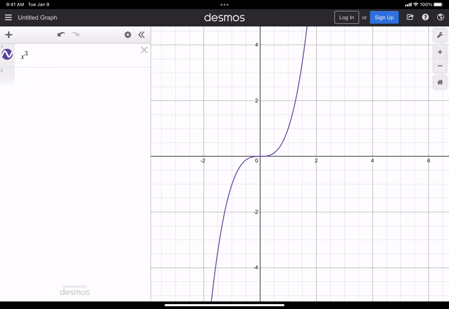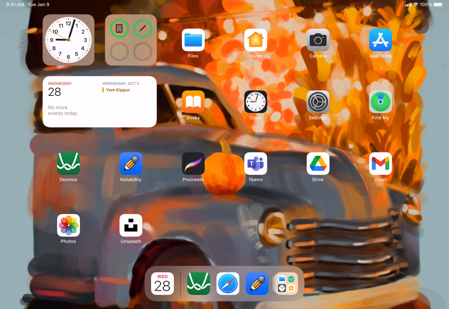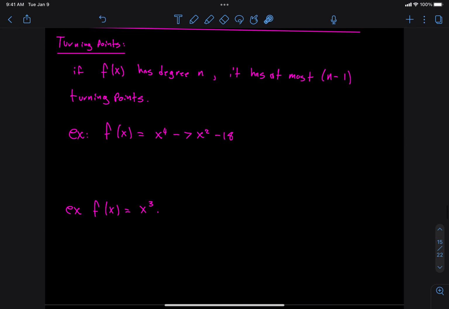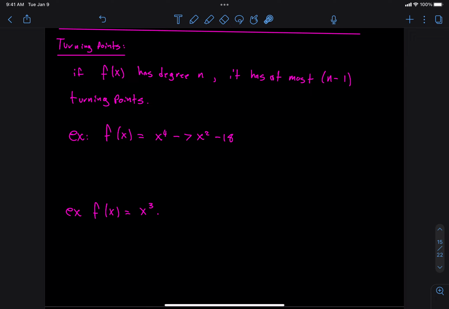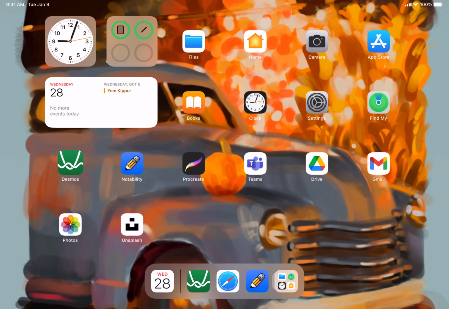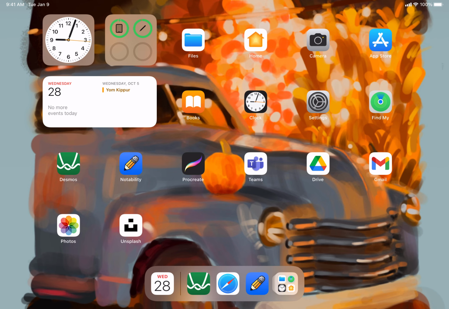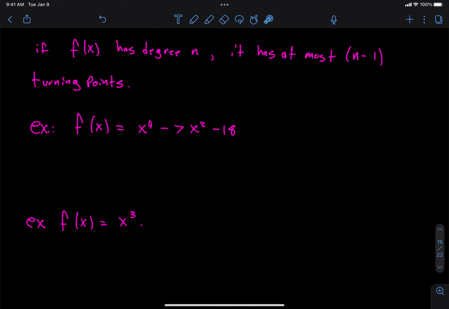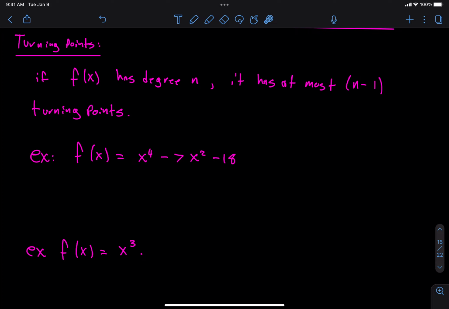Okay? So the number of turning points could be less than the degree. Okay, so that's 2 examples. Any questions on turning points? Okay, if you take calculus, you'll learn more about these turning points, which could also be viewed, by the way, as local maximums or local minimums, right? So if you learn calculus, you'll learn all about how to find where they are.